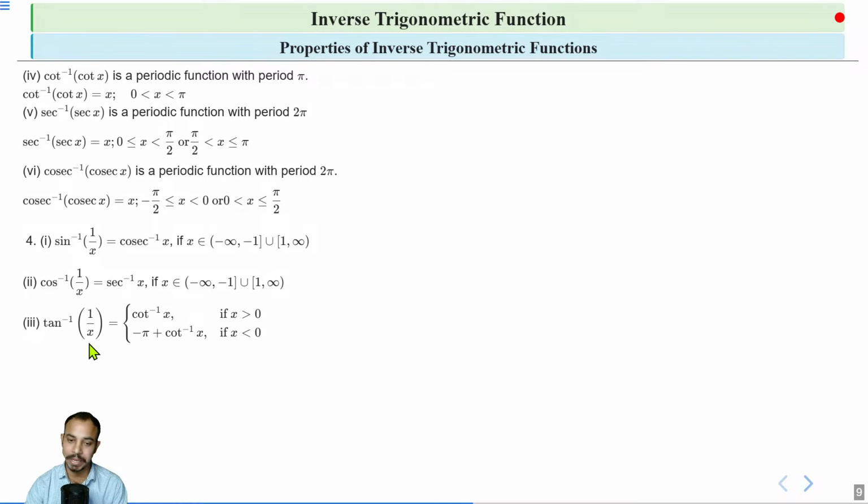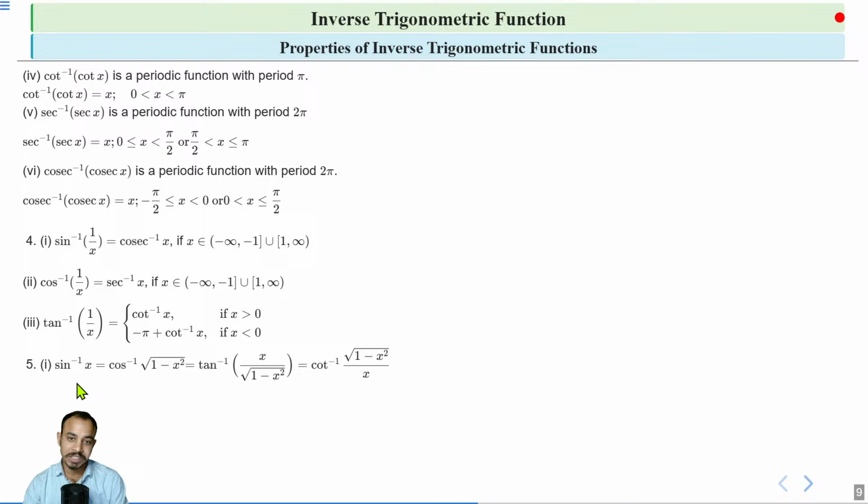Tan inverse of 1 by x is equal to cot inverse x if x is greater than 0. When x is positive, then tan inverse of 1 by x is cot inverse x. When x is less than 0, meaning x is negative, then tan inverse of 1 by x is equal to minus pi plus cot inverse x. So when x is greater than 0, this is cot inverse x. When x is less than 0, you have minus pi plus cot inverse of x.